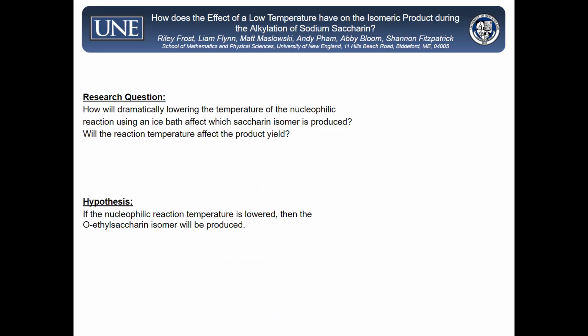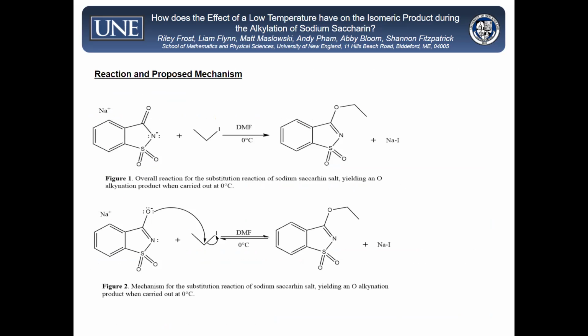Our main research question for this experiment was, how will dramatically lowering the temperature of the nucleophilic reaction using an ice bath affect which saccharin isomer is produced? Will the reaction temperature affect the product yield? And our hypothesis to answer this question was, if the nucleophilic reaction temperature is lowered, then the O-ethyl saccharin isomer will be produced.